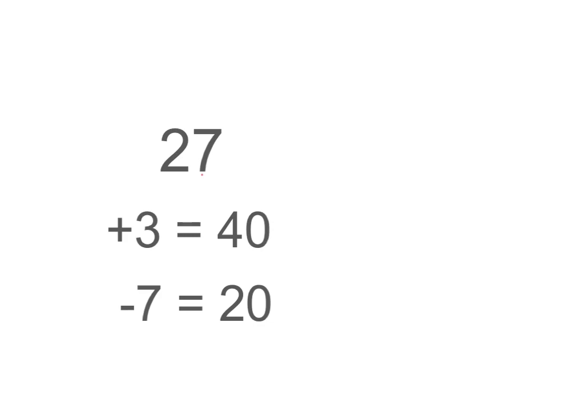We don't like adding 7s, we don't like adding 8s or 9s, so we're always trying to get to the next 10 or the 10 beforehand. So when I look at 27, there's 2 things I can do. I can add 3 to make it 30, or I can minus 7 to make it 20.